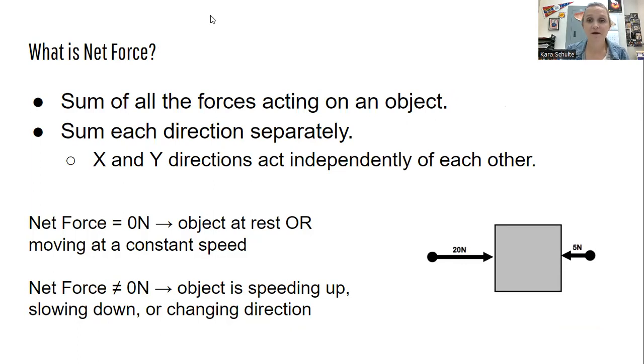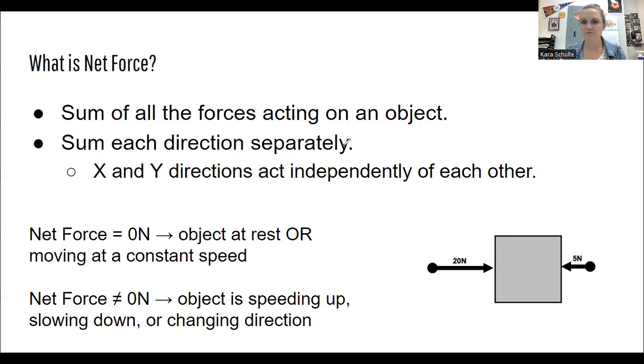We've got an example of a box that has a 20 Newton force going to the right and a 5 Newton force going to the left. If I were to draw this as a force diagram, we would draw force gravity, force normal, and then a 20 Newton force this way. We don't know what type of force it is. We just know the lengths, and a 5 Newton force this way.